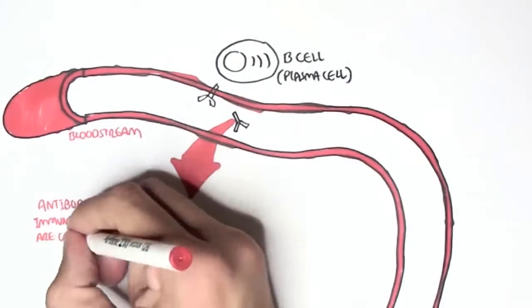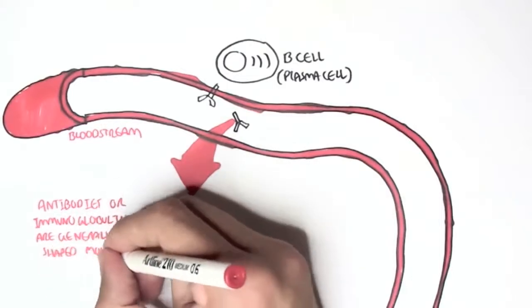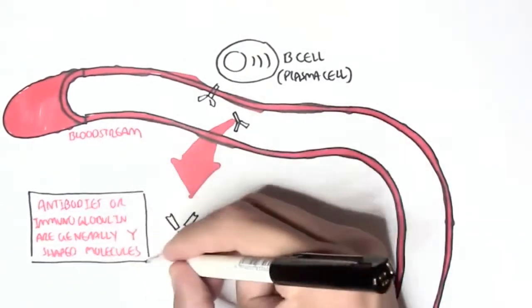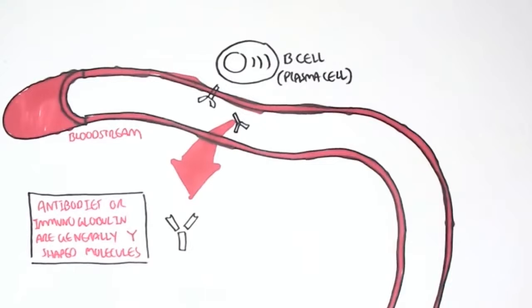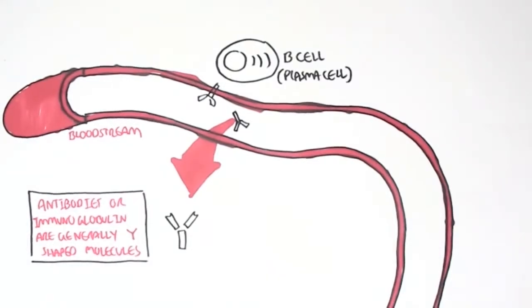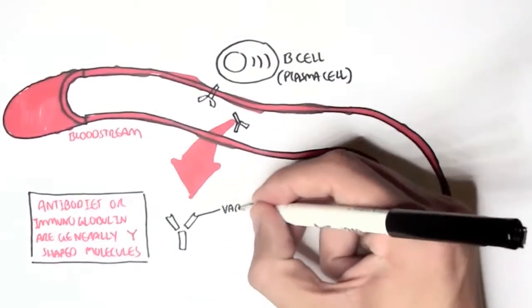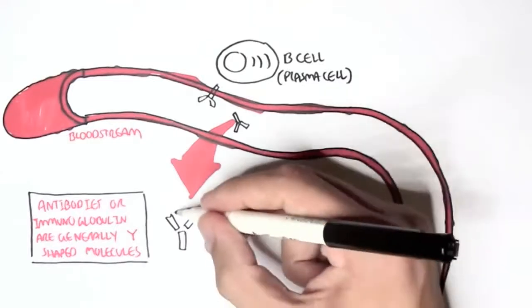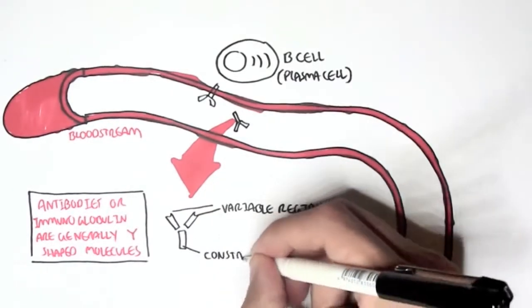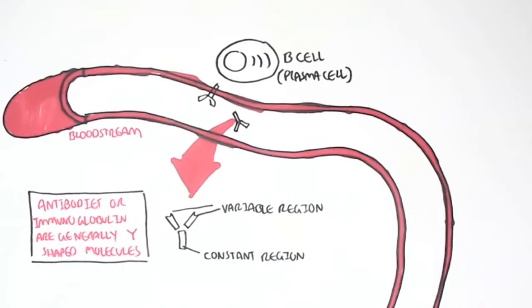Antibodies, or immunoglobulins, are generally Y-shaped. What's really important to know is that antibodies here, if we zoom in, contain a variable region, or Fab region, and a constant region, or the Fc region. As the name suggests, the constant region stays the same, and the variable region can be different.